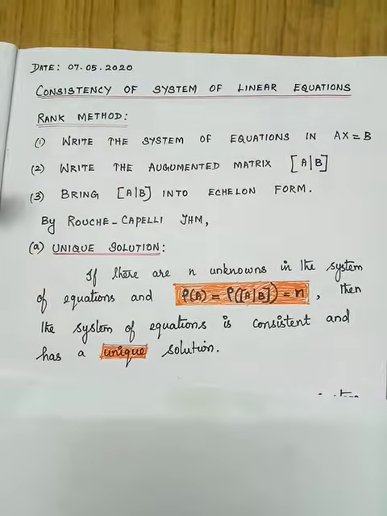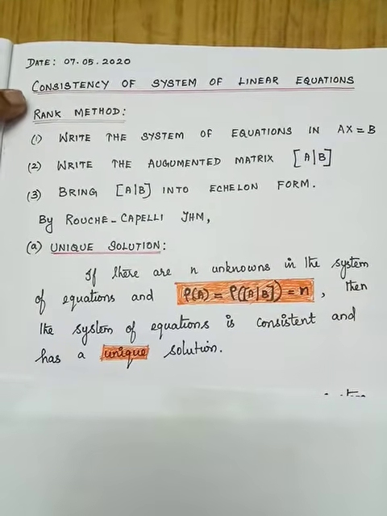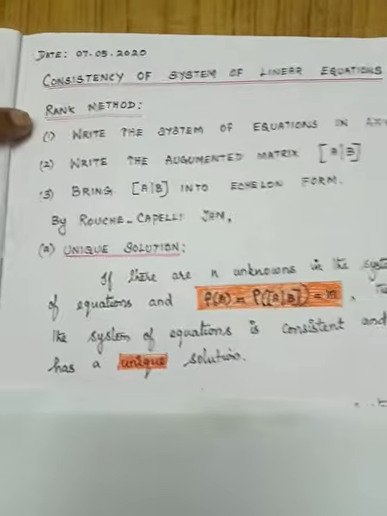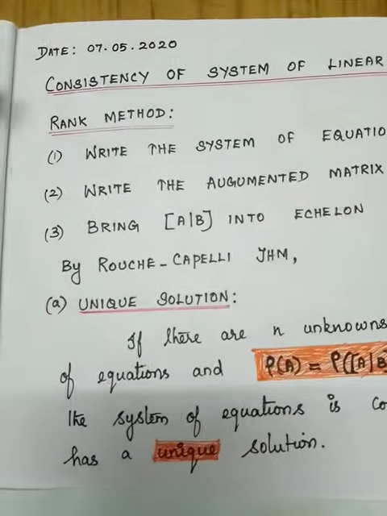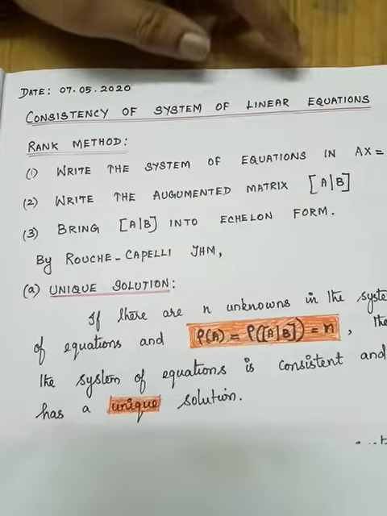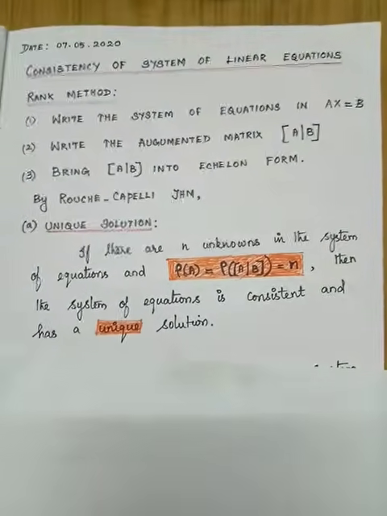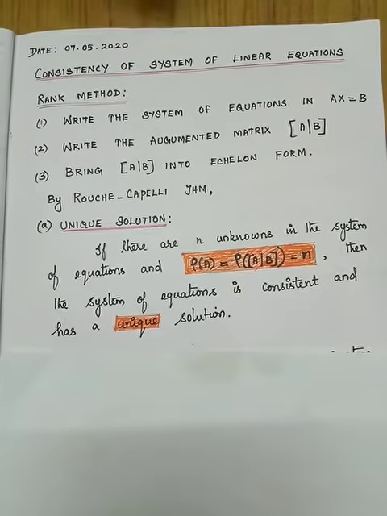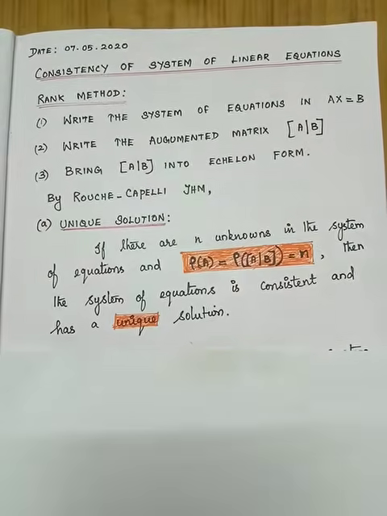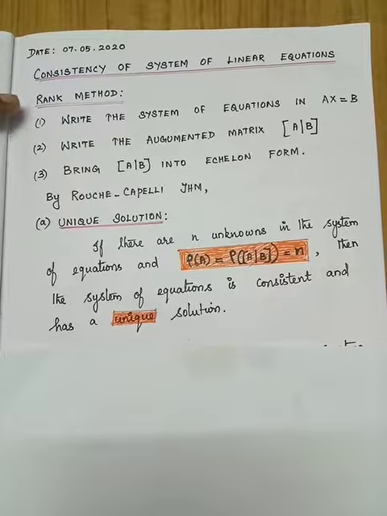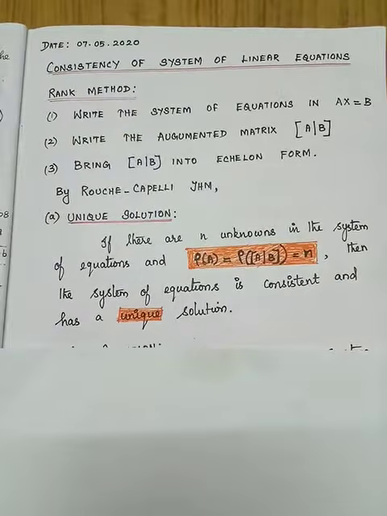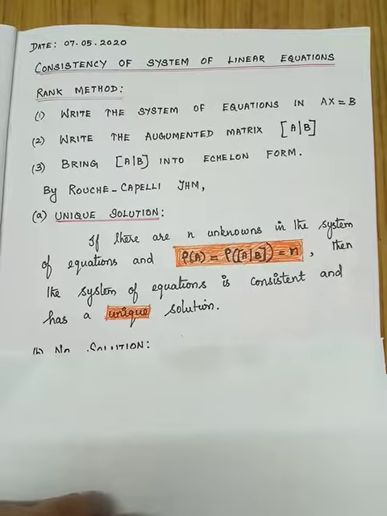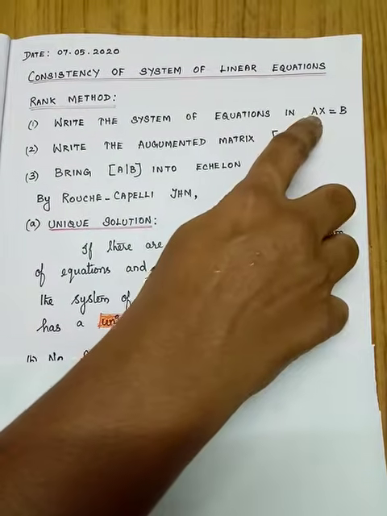Students, we are going to see the consistency of a system of linear equations by the rank method. We are going to check whether the system of linear equations is consistent or inconsistent. Which method are we going to follow? The rank method. The first step is to write the system of equations in the matrix form AX = B.